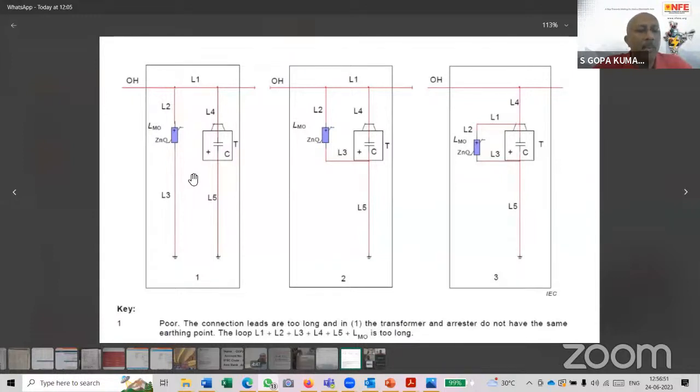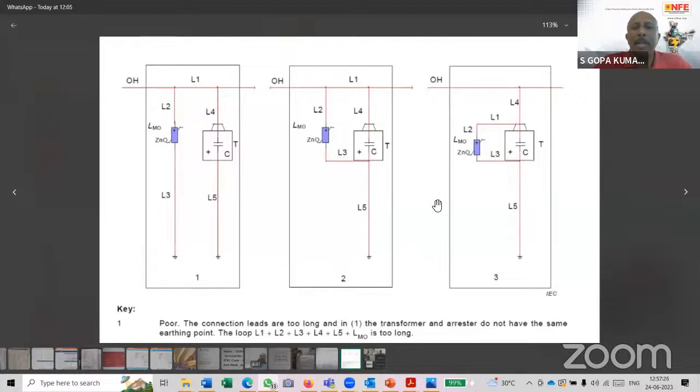Now connection number 1, for extra high voltage, let's say 66 kV, 132 kV, 220 kV, may work because the lead length is only 5 or 6 meters, and the withstanding voltage of the transformer at that voltage is very high. Whereas for 11 kV or 22 kV transformers, the impulse withstanding voltages are quite less. It's not in hundreds of kVs. Let's say an 11 kV transformer is about 75 kV. So 5 meter wire length itself is a problem.